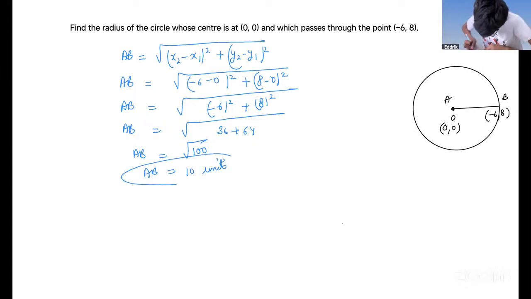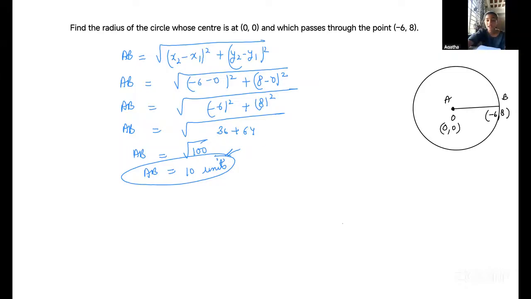This is the answer. Any problem? Miraculin? Very easy, sir. No problem. In the distance formula, we add units in the end, right? Yes, you have to write units in the end. This is compulsory. You need to write units. You can't write centimeter or km or anything.